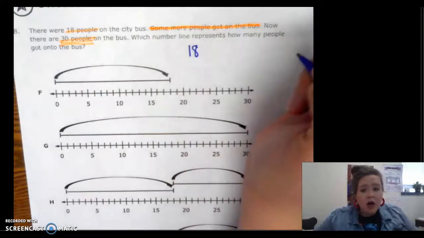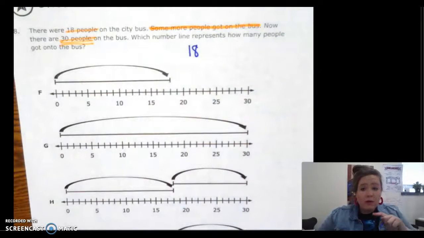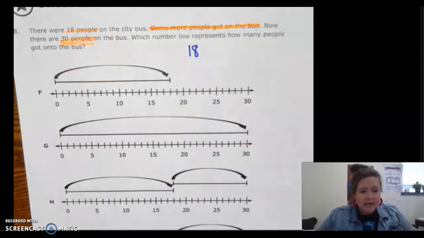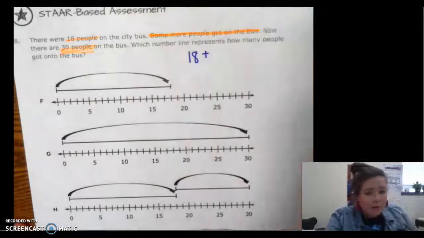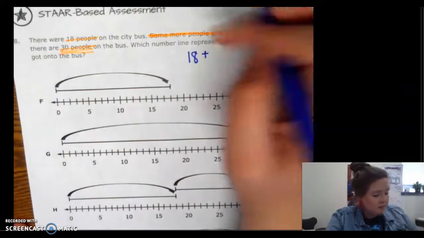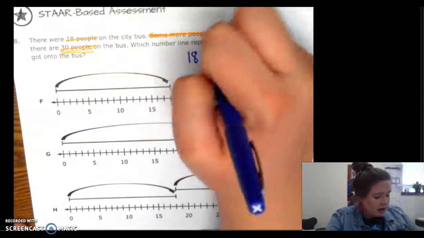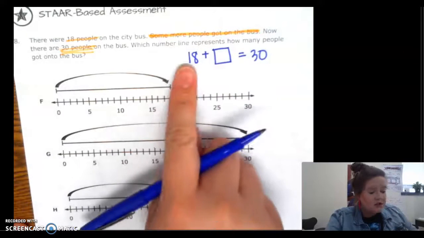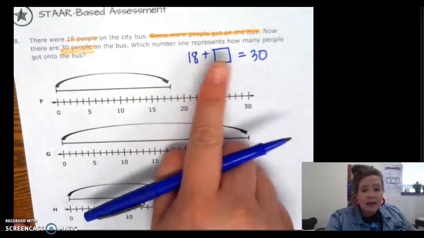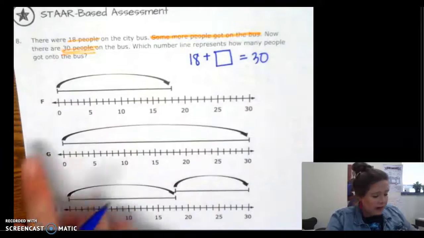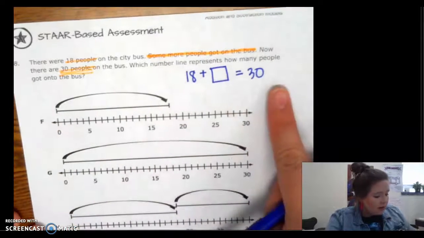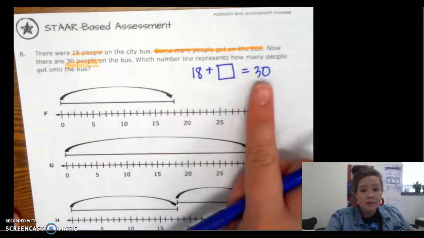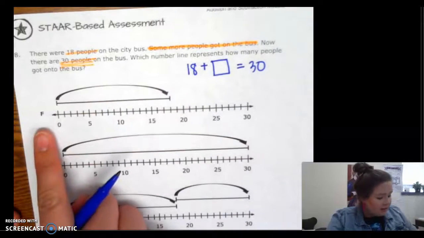Some more got on. So if more students or more people got on the bus, what operation is that? That is going to be addition. Do we know how many more got on? No, we do not. And then now we know that there are 30 people on the bus. So 18 plus something equals 30. All right. So my total amount is going to be what? 30.